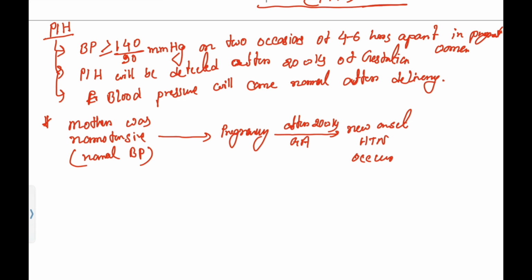Again, if you get high BP, that means on two different occasions you are getting 140 by 90 mm of Hg blood pressure or more. Then you will consider that the mother is having PIH, a new onset of hypertension, and that is called pregnancy induced hypertension. Okay, so this is all about the introduction of PIH.